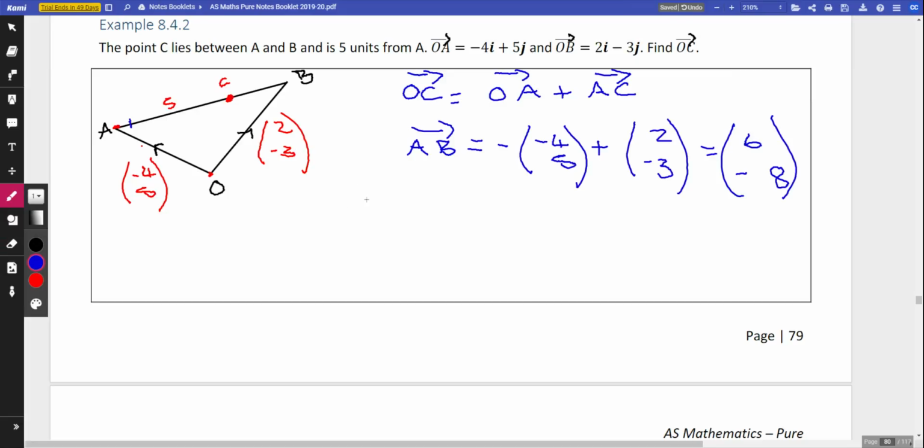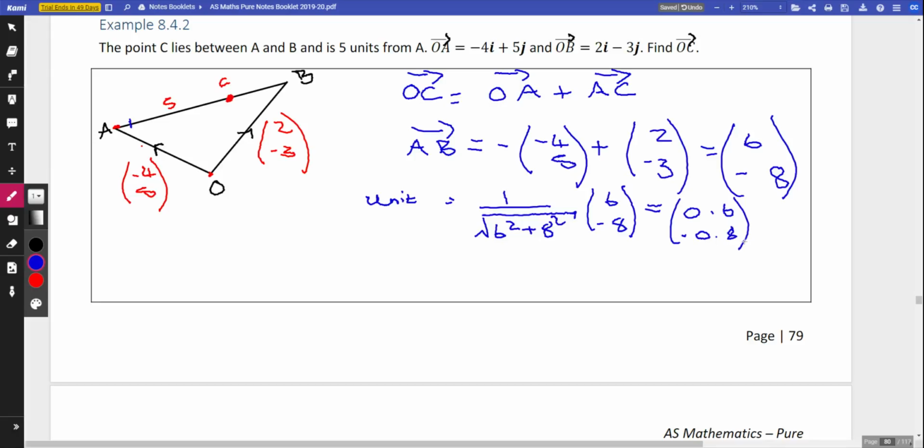To turn that into a unit vector, we are doing the square root of 6 squared plus 8 squared. That's going to give me 100, square rooted is 10. So I'm just getting 0.6, minus 0.8 there.